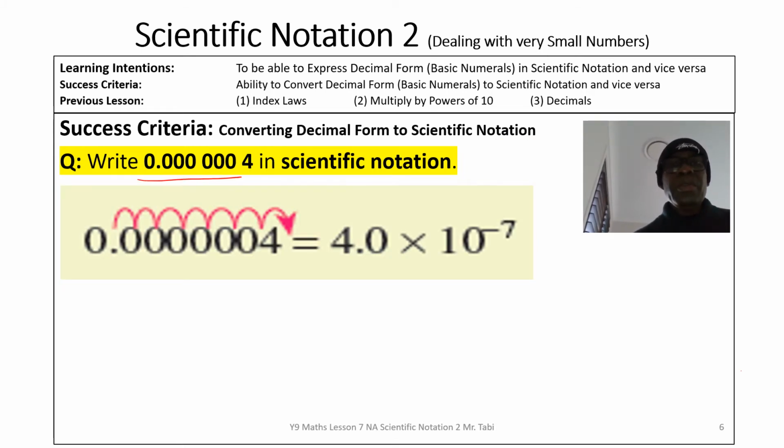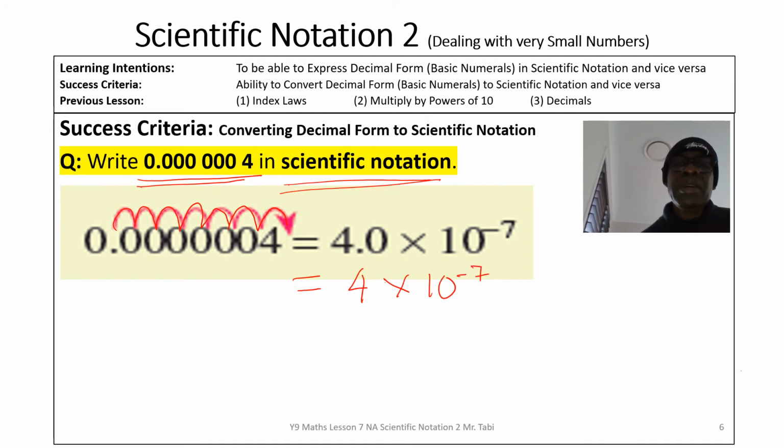We want to convert this into scientific notation. Since there are no digits after the 4, we're aiming to bring the decimal point in front of the 4. So it moves 1, 2, 3, 4, 5, 6, 7. So 4.0 times 10 to the power minus 7. Of course, if you don't want to put the 0, you could have just simply said 4 times 10 to the power minus 7. That is also acceptable. That's correct. And that's also correct.